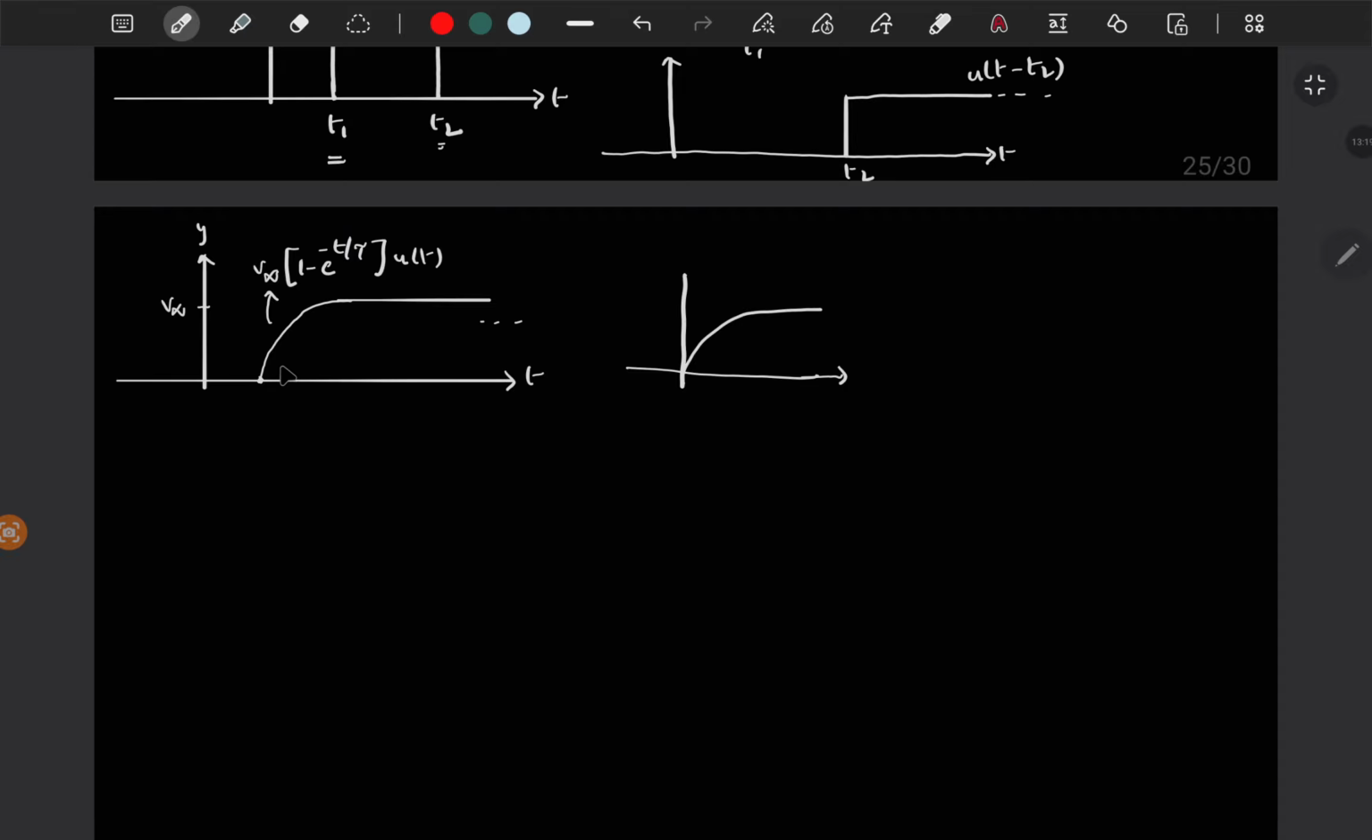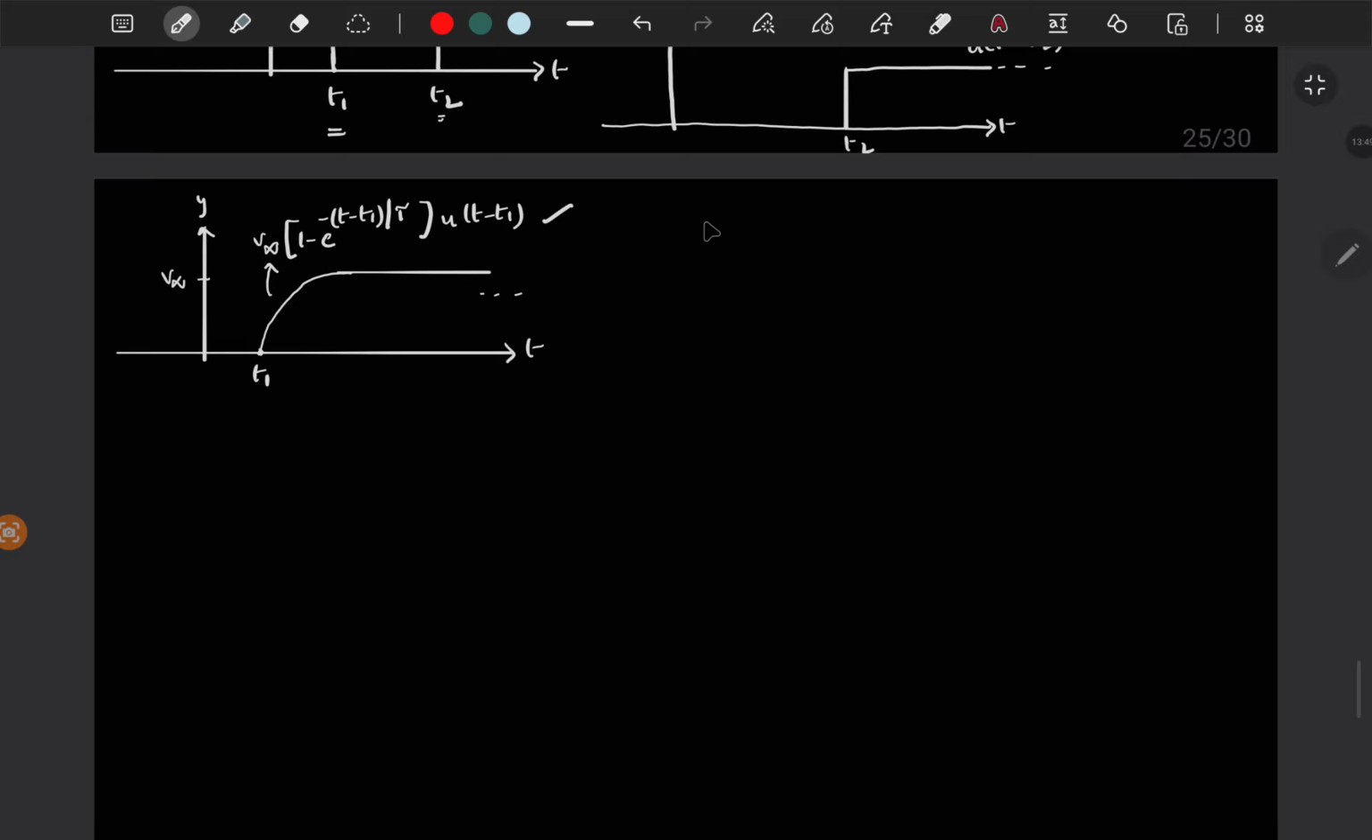But you have this kind of graph. Let's say this is t1. It means it is right shifted by t1, right? So in place of t you have to substitute t minus t1. So if you want to represent this in mathematical form, so you have to simply write 1 minus e power minus of t minus t1 by tau u of t minus t1. So this is the mathematical expression for this graph.